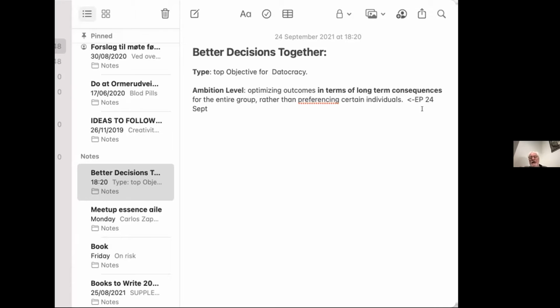Yeah, I got something I like here. Optimizing outcomes in terms of long-term consequences for the entire group rather than preferencing certain individuals. So I'm happy with that. But if you'd like to edit it anymore, put in some more words. The more the merrier. Okay, can I ask Ernest to help, or does that dilute the process? No, that's good. Ernest, what do you think about this? How do you feel about that? I'll have to blame him too.